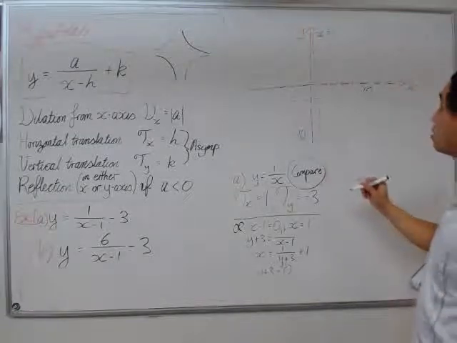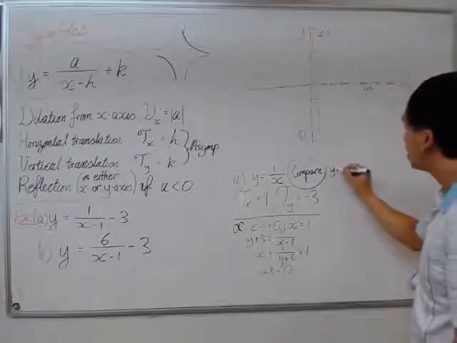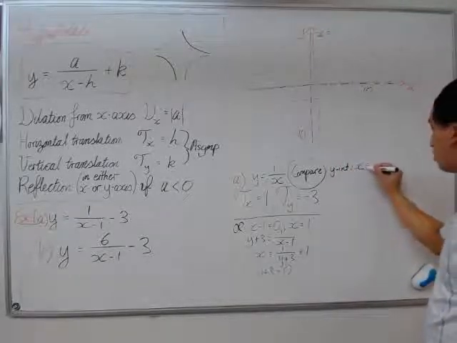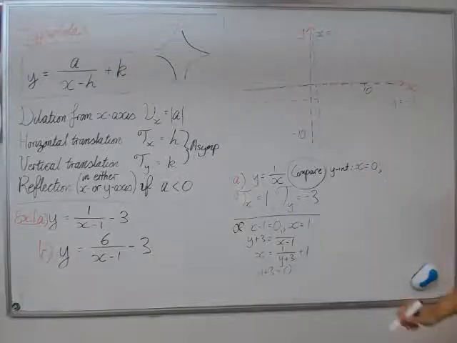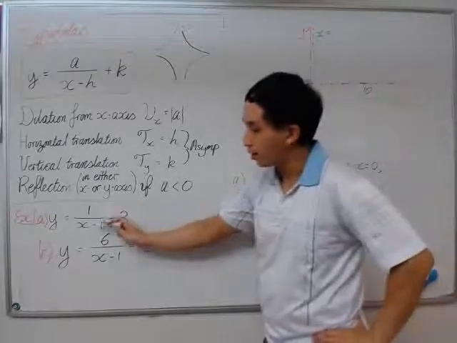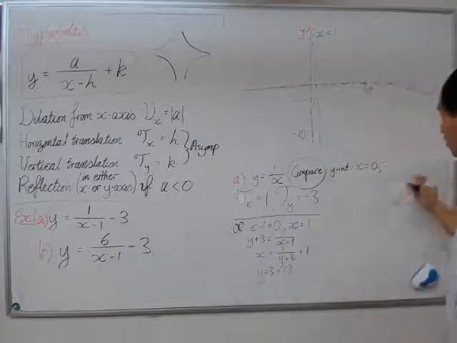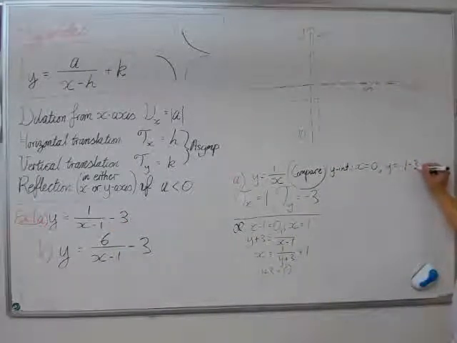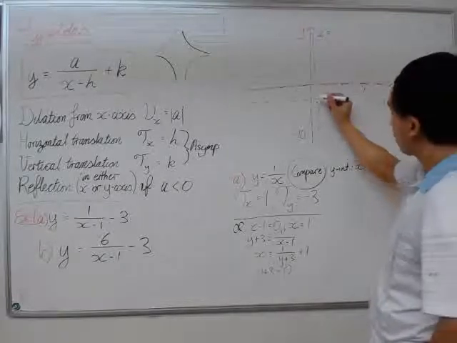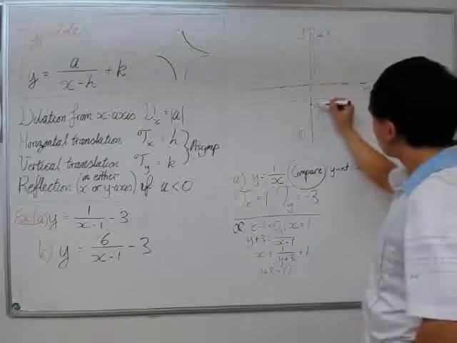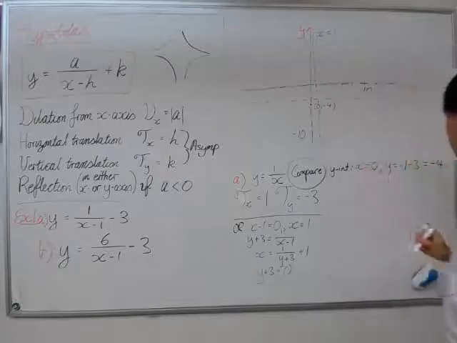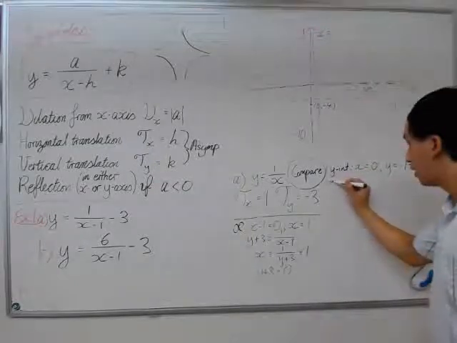Okay, so the y-intercept, we're going to set x equal to 0, and this is going to give us, well, 1 on negative 1 minus 3. Negative 1 minus 3 equal to negative 4. So we're going to chuck that over here. 0, negative 4 for our y-intercept.